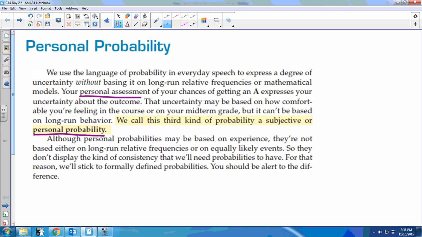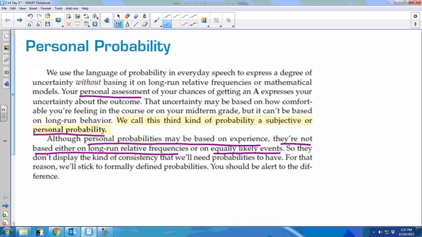All right, so personal probabilities may be based on experience, but they're not based on long-run relative frequencies or equally likely events. So they don't show any sort of consistency. So personal probability might be that, okay, in the past you haven't done so great in English class, and so you say that you don't think you have a very high percent chance of doing well on the test. That's based on personal experience. That's not based on an equally likely event in the long run. So just be careful of that.